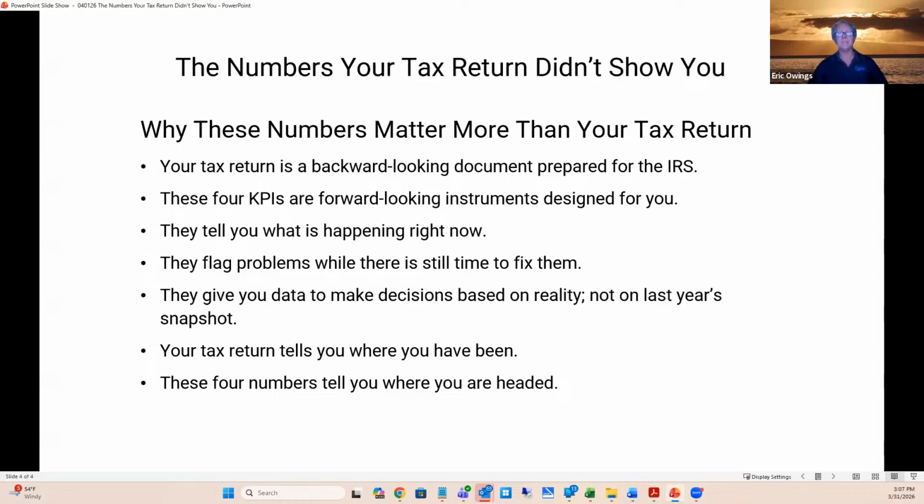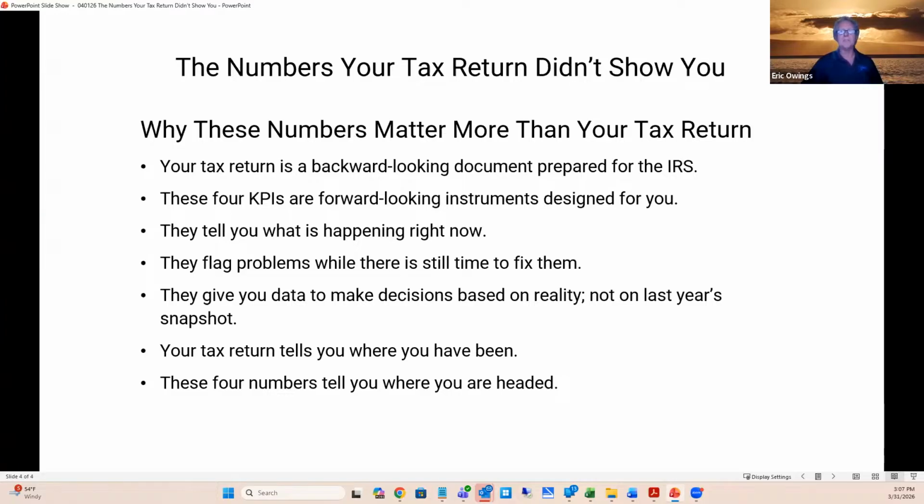An ideal scenario is if you've got help and are able to cash forecast 91 days out, which is 13 weeks. That's my magic number. If you're able to do that, then you're basically showing up for the game suited up and ready to see the whole court as well as the entire scoreboard. So these KPIs will give you data to make decisions based on reality, not on last year. Your tax return tells you where you've been. Your four KPIs tell you where you're going.